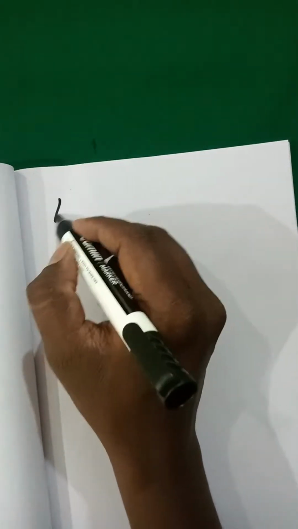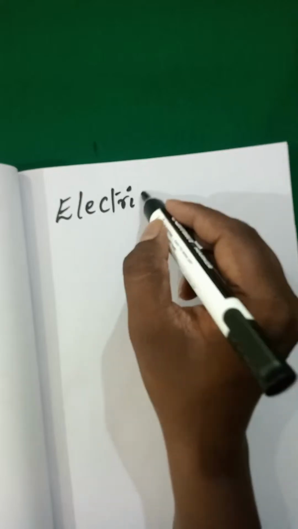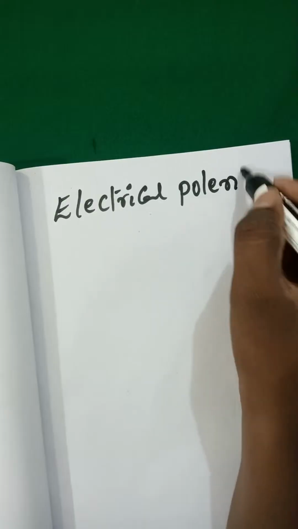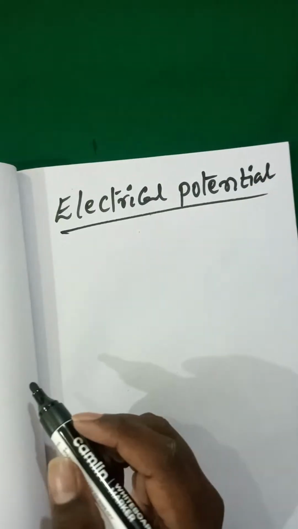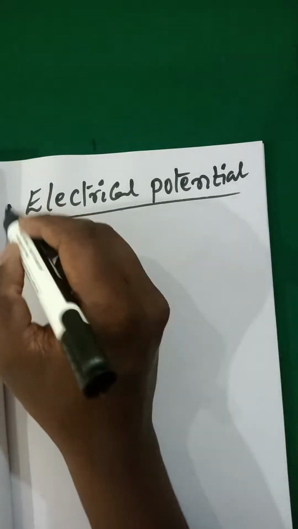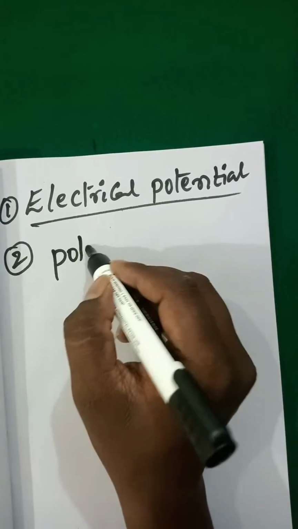So I'm taking the electrical potential. What is electrical potential? See, here 2 points are there. One is electrical potential and the other is potential difference.